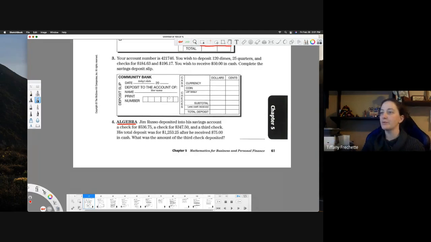All right, so Jim Russo deposited into his savings account a check for $536.75, a check for $347.50, and a third check. Oh, did they tell us what the third check was? They didn't. Just a third check. So that's a clue. We're missing something there. That's probably what we're going to be looking for. And so his total deposit was $1,253.25 after he received $75 in cash. So he asked for cash back there. What was the amount of the third check deposited?